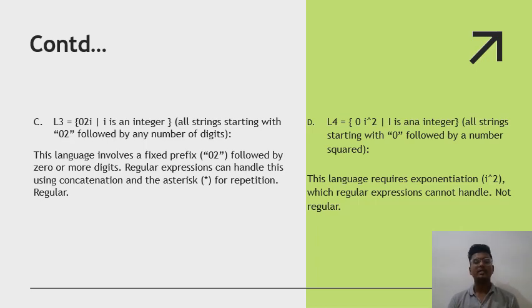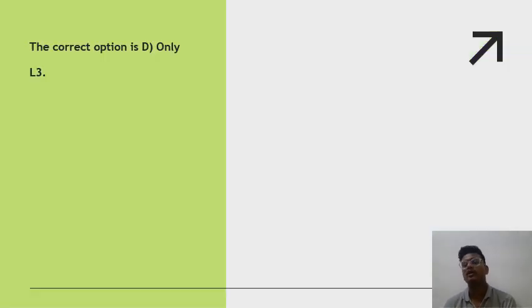The third language, L3, has a fixed prefix 0 2 followed by 0 or more digits. A regular expression can handle this using concatenation and the asterisk for repetition. Therefore, this is regular. The L4 language requires exponential i to the power 2, which a regular expression cannot handle, so this is also non-regular. So we conclude that the correct option is D. Only L3 is the correct option.